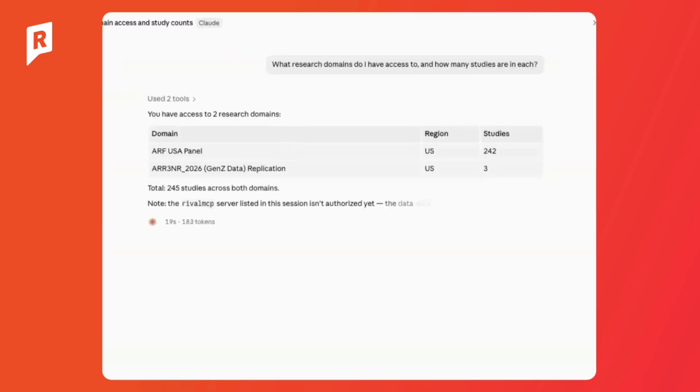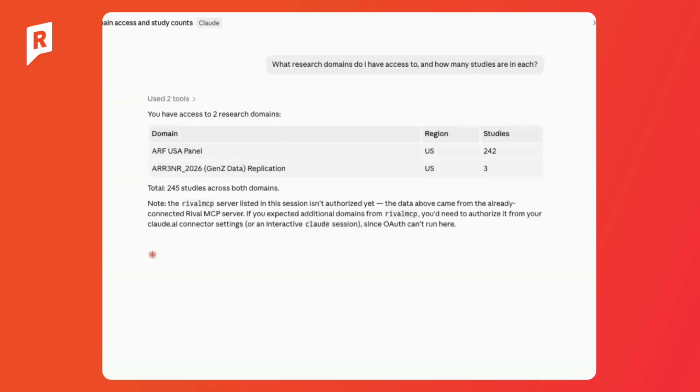I ask, what research domains do I have access to and how many studies are in each? So it goes in, finds out that I have access to two domains, the region, and the number of studies that are in it. So say I don't even know what's in there yet. I can ask it, tell me what studies are there in the Gen Z.